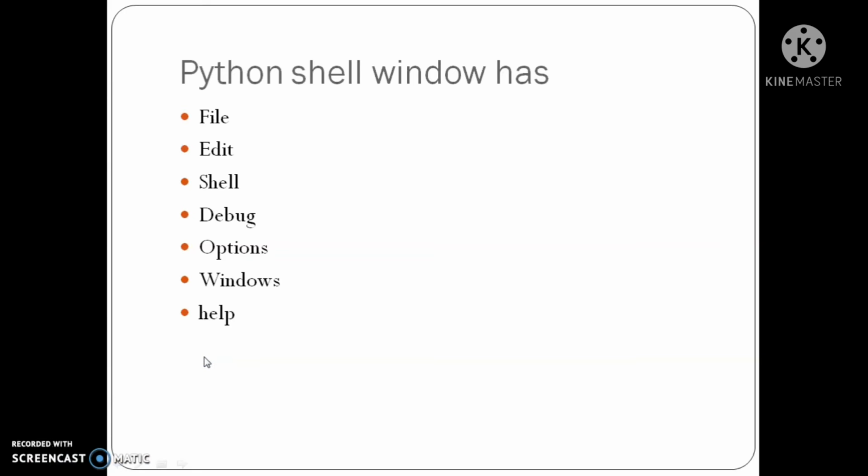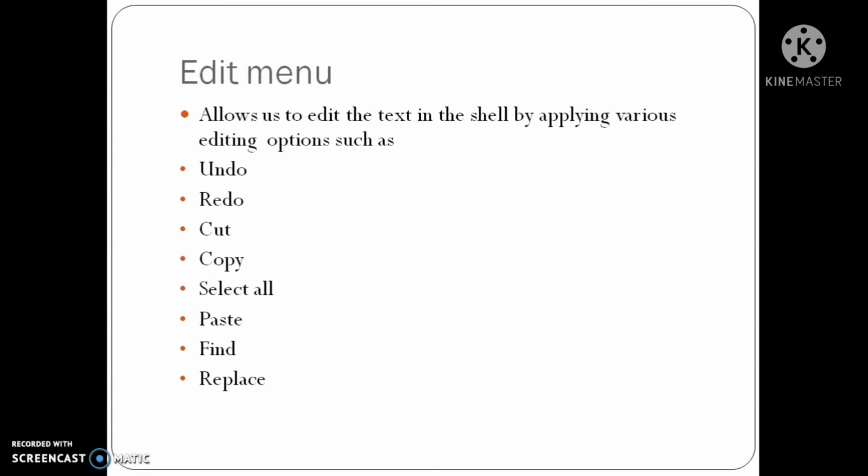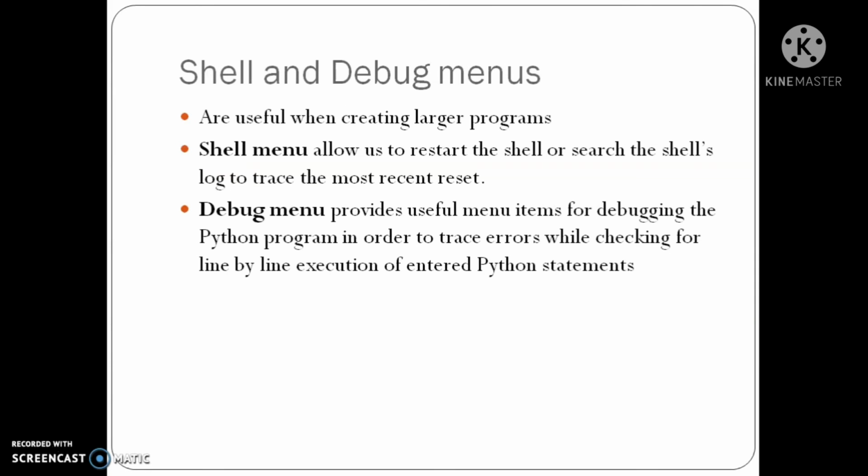The Python shell window has the following menu items: File, Edit, Shell, Debug, Options, Windows, and Help. The Edit menu allows us to edit the text in the shell by applying various editing options such as undo, redo, cut, copy, select all, paste, find, replace, etc. The shell and debug menus are useful when creating larger programs.